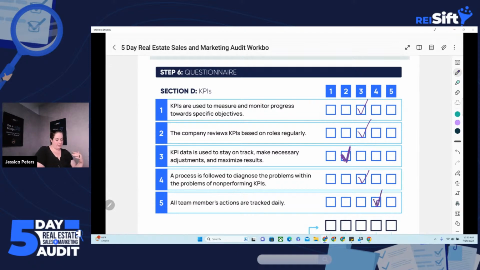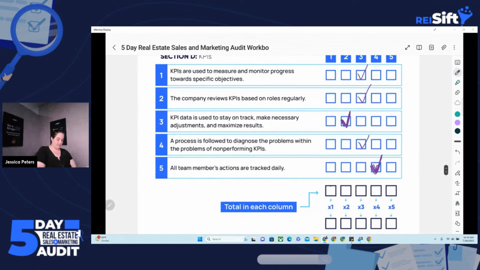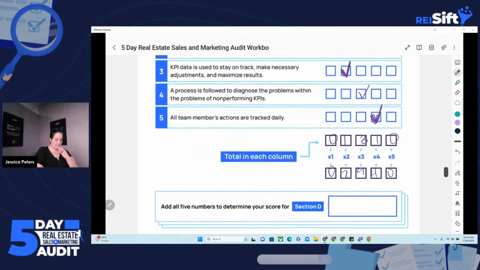All team members' actions are tracked daily. Give us a 4 because most people do know that they should be tracking their KPIs for each team member. All right, let's add that up. So 0, 2, 9, 4, 0. That's 11. That's a 15.